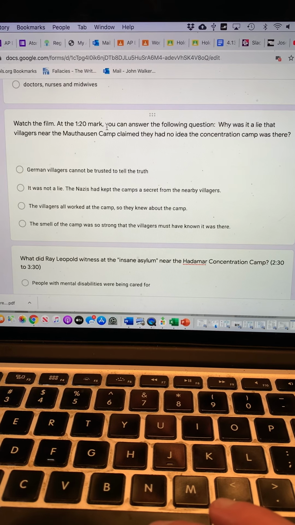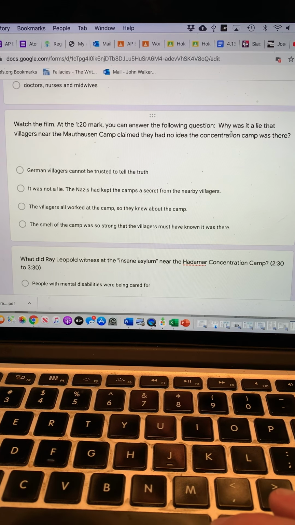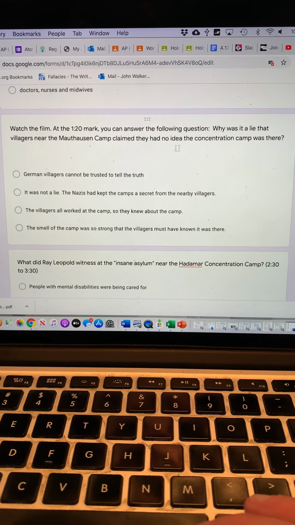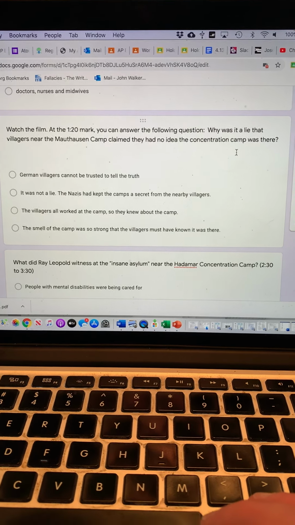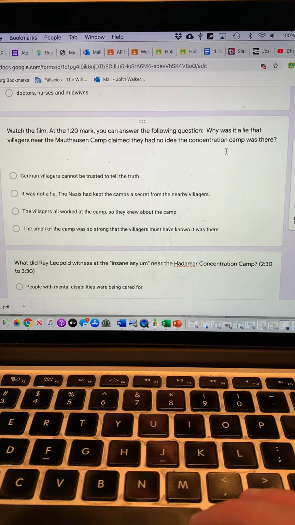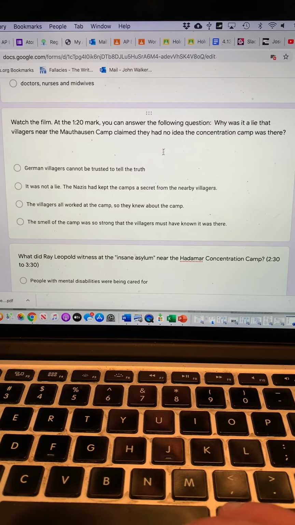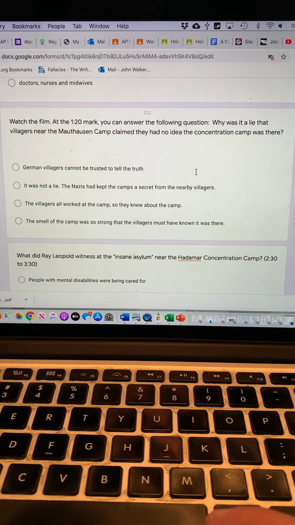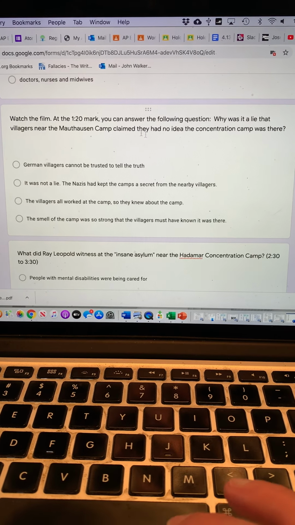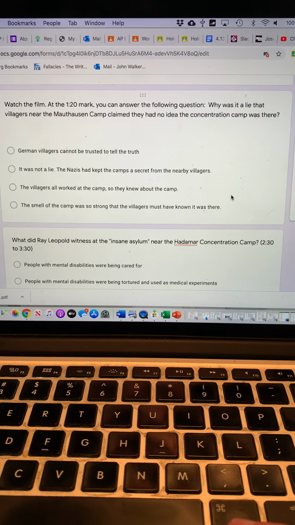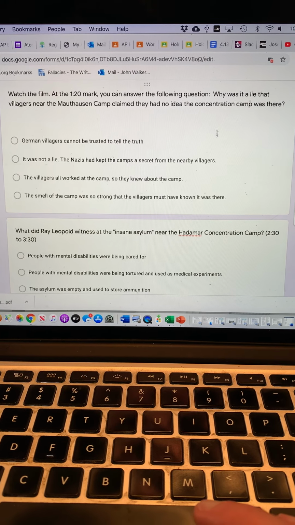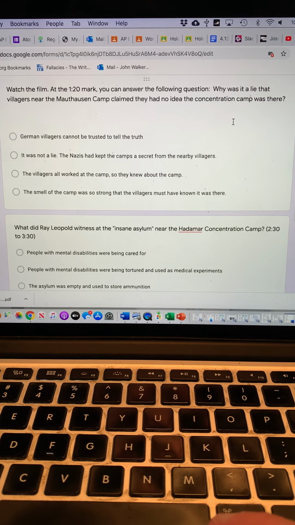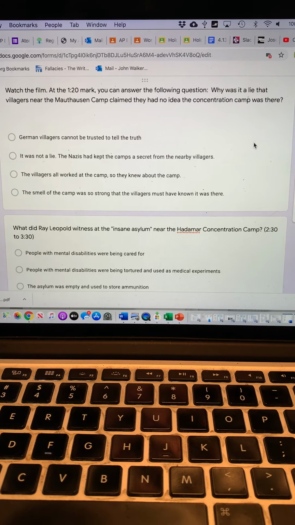And at the 1:20 mark, you're going to say, why is it a lie that villagers near the Mauthausen camp claimed they had no idea the concentration camp was there? So you're going to hear a veteran speak about how he knew that the villagers were aware that the camp was there. Okay? So look at 1 minute, 20 seconds into the video, and the soldier will say why he knew that the Germans were lying that the concentration camp was there. Because it was obvious, and you'll see why it was obvious.